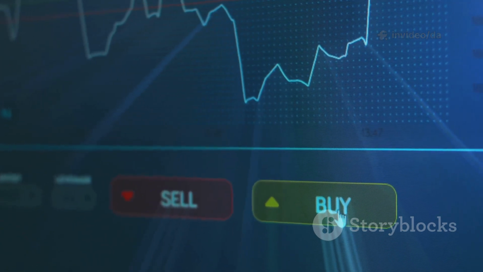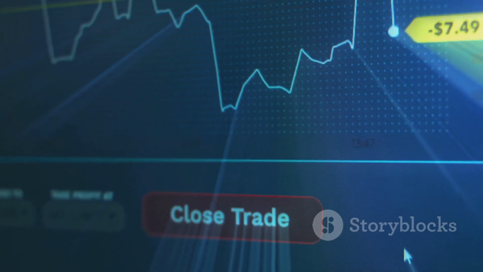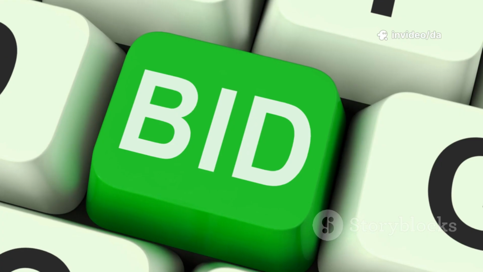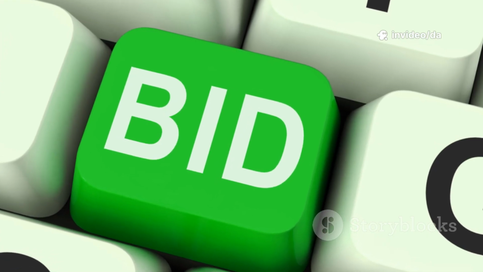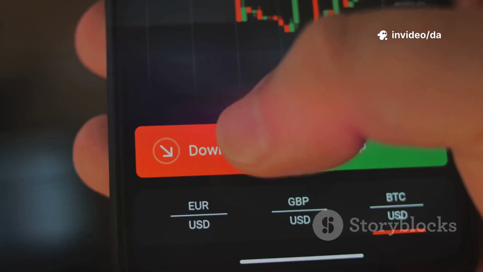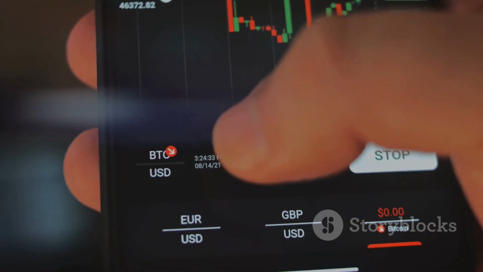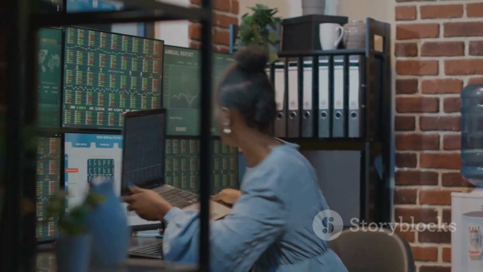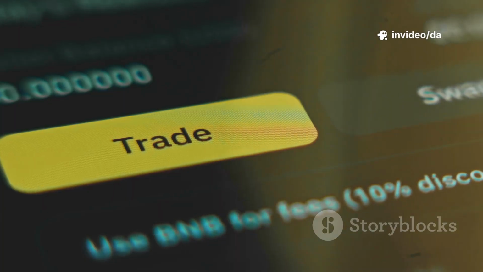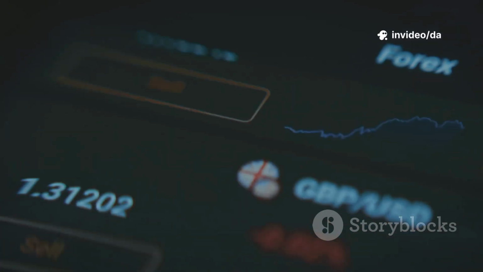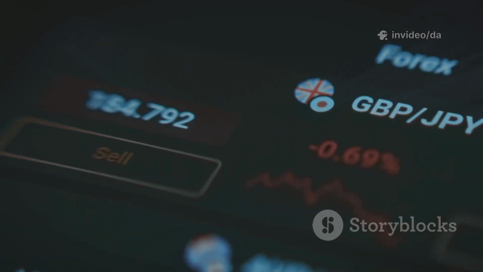Example. Suppose you want to buy 1,000 euros, EUR, with US dollars, USD. The current market price for EUR/USD is 1.1050/1.1052, bid-ask. If you place a market order to buy EUR, your order will be executed immediately at the ask price of 1.1052. This means you will receive 1,000 euros and your account will be debited the equivalent amount in US dollars at the prevailing exchange rate.